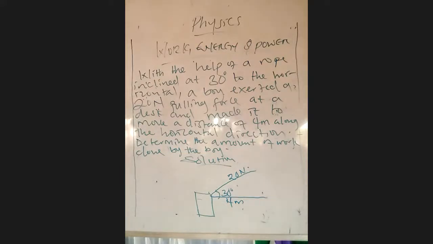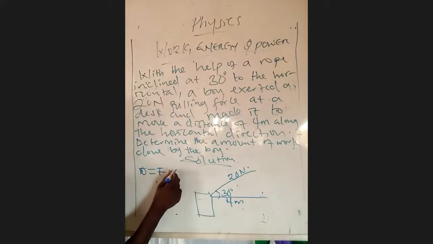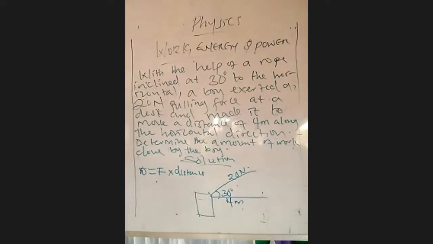Now to get this, we know that work done normally is equal to force times distance. And our force is mass times acceleration. But here we are not dealing with that. There's an angle here, and with that, we talk about this under angular velocity.